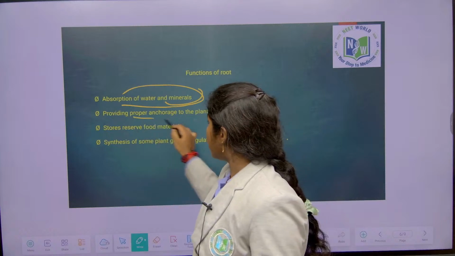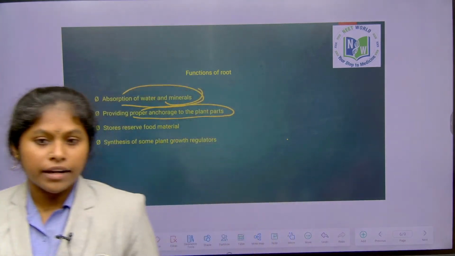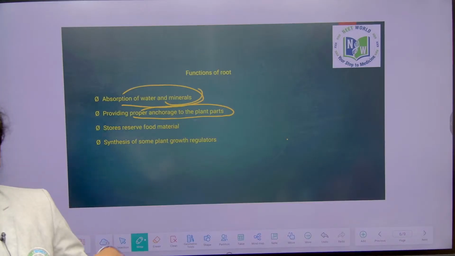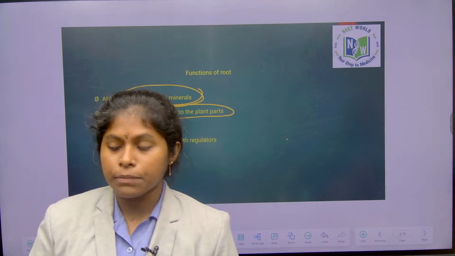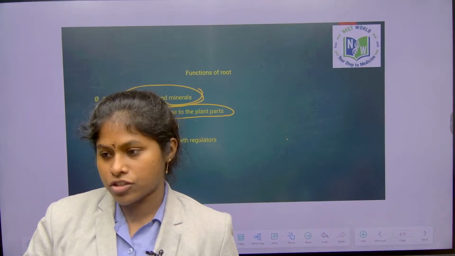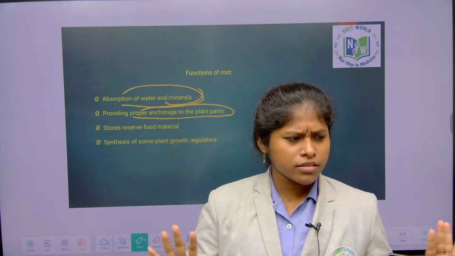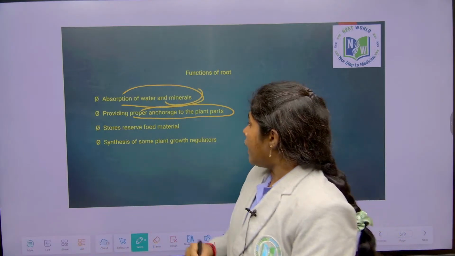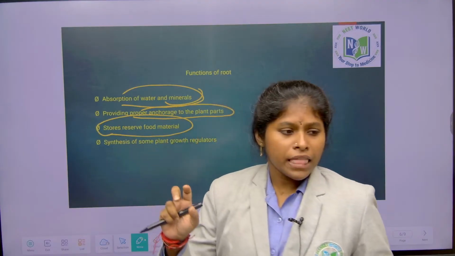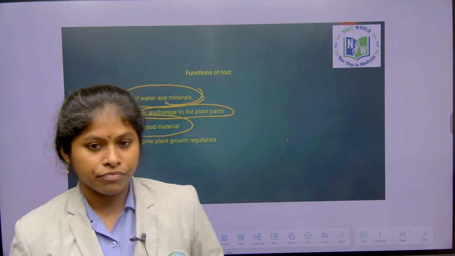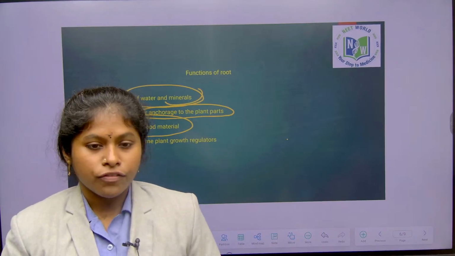And it provides the anchorage. They live in adverse conditions, like many cyclones, so they are firmly attached to the soil by the root system only. It mainly provides the anchorage, and that makes it live in stable conditions. And coming to it stores the reserve food material. See, do plants need energy? Yes, they also need energy for the absorption.